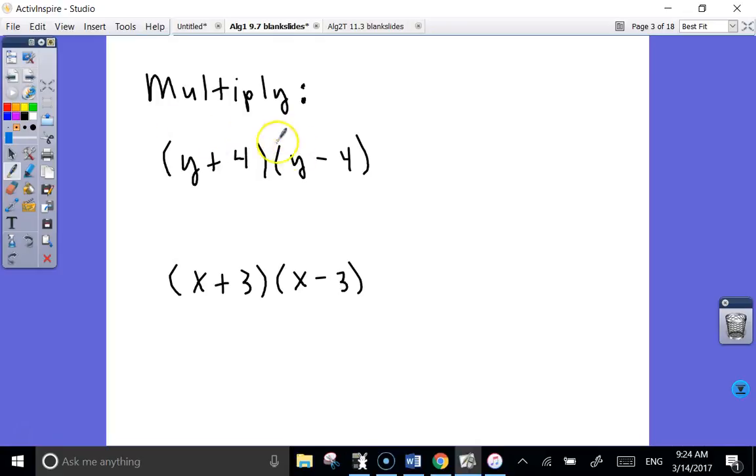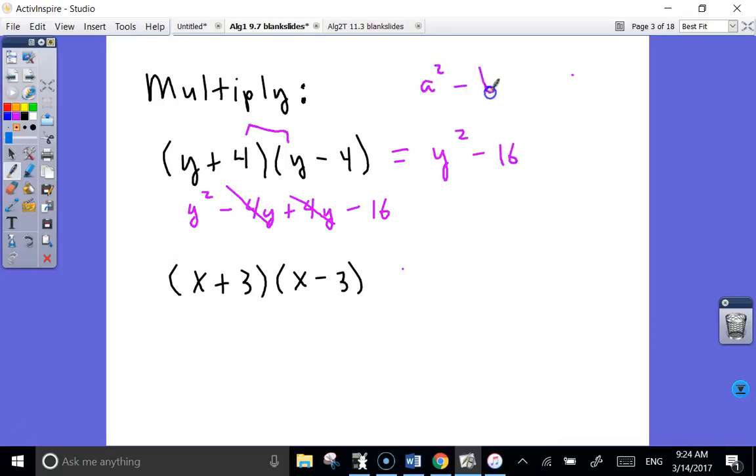First, you do the y times y, you get y squared. Y times negative 4? Negative 4y. The inner, 4 times y, plus 4y. And then 4 times negative 4? Minus 16. So this whole thing, the negative 4y cancels with positive 4y. This is y squared minus 16. Remember, the formula said that it would be a squared minus b squared.